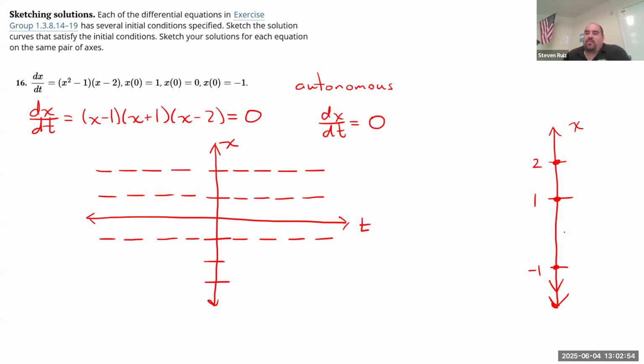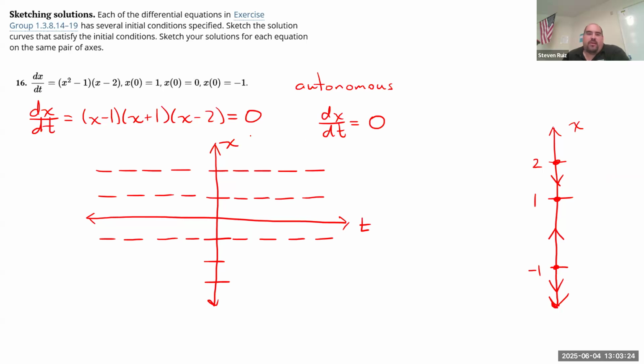All right, what about between -1 and 1? 0 is always convenient to use. If I plug in 0 for these x's, I get a negative times a positive times a negative. So it's an even number of negatives, so that's positive. Between 1 and 2, say 1.5, that gives me a positive times a positive times a negative. So between these 2 points, I have negative.